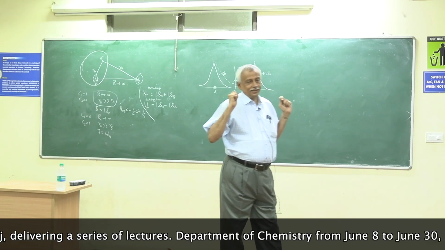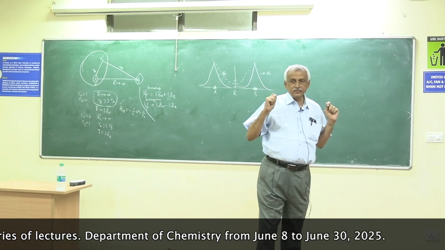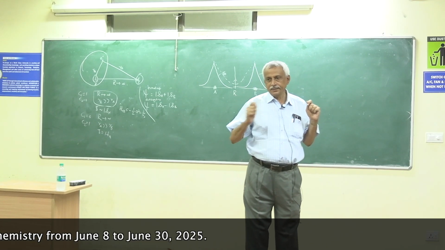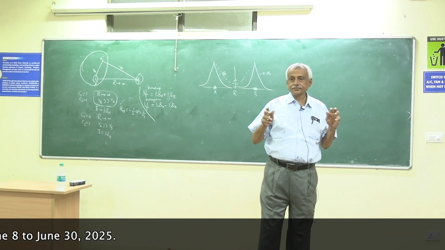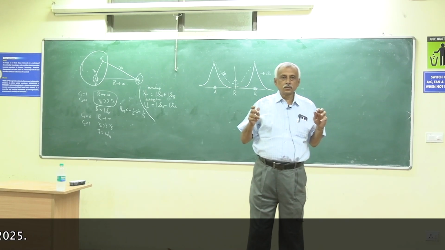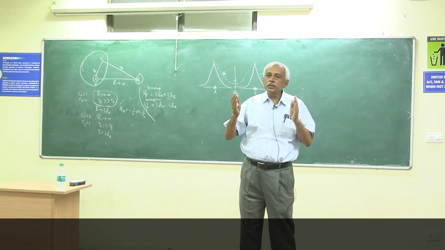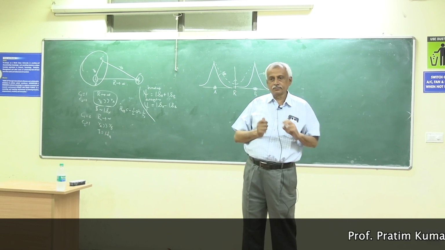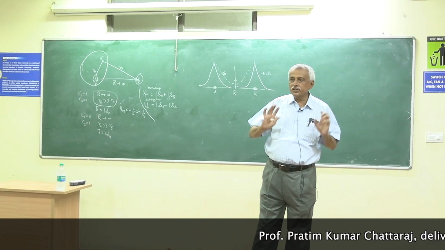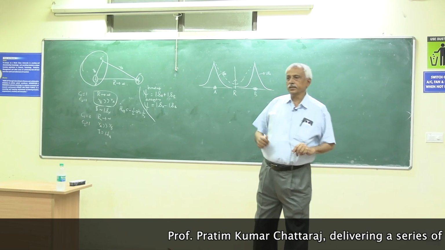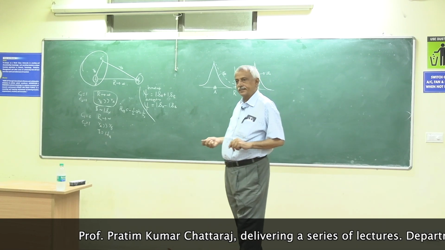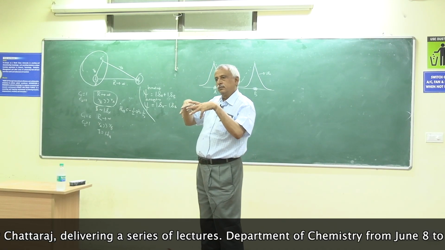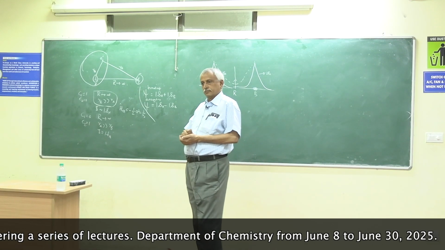Now, here you can see this is what we could find out, that you have more electron density in between the two nuclei, or what we call accumulation of electron density in between the nuclei.